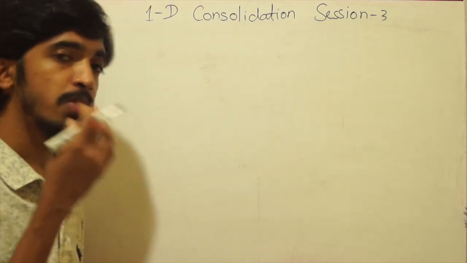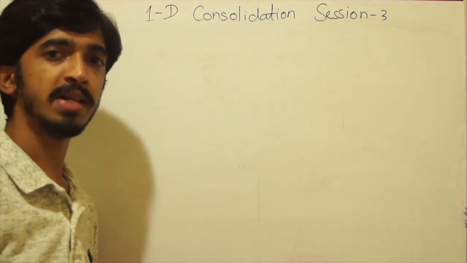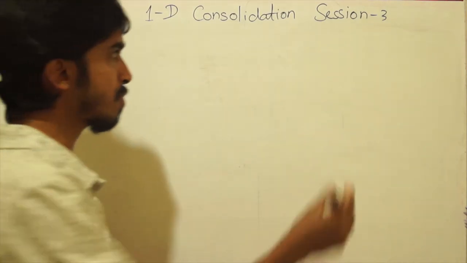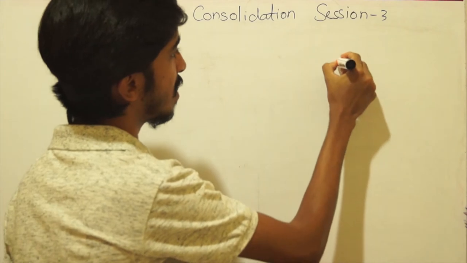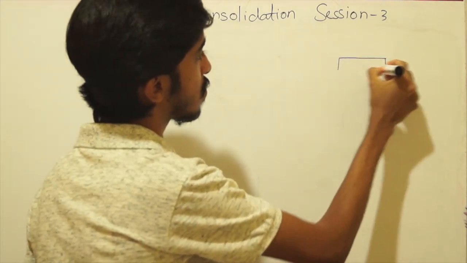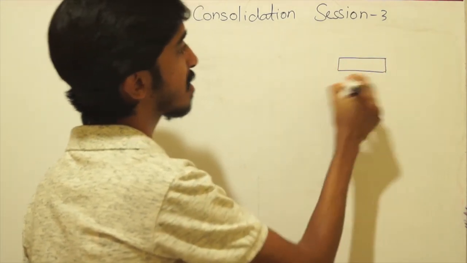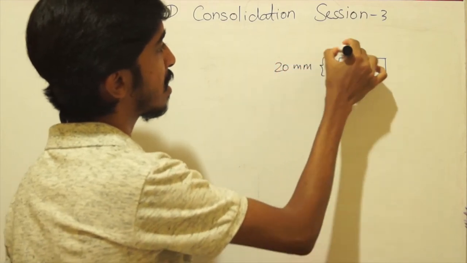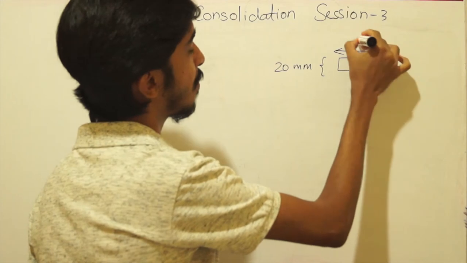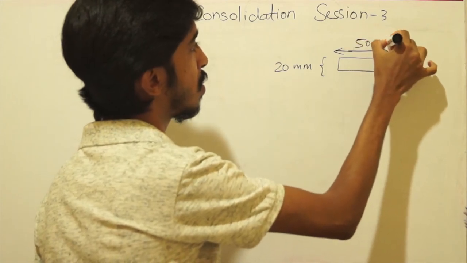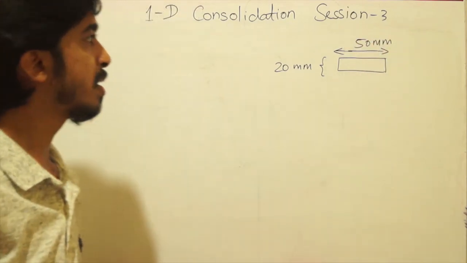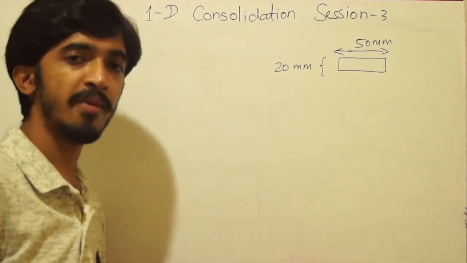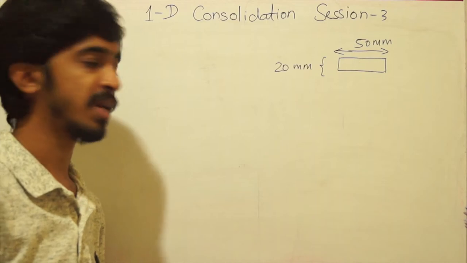We know we do a one-dimensional consolidation test in our laboratories. We place a soil sample, roughly a small hockey puck size, around 20 millimeters in height and around 50 mm in diameter. It's a cylindrical object. We place this in our odometer cell and do a one-dimensional consolidation test.